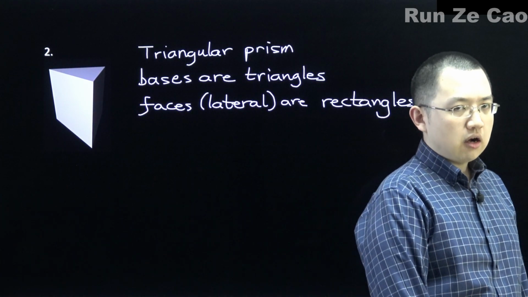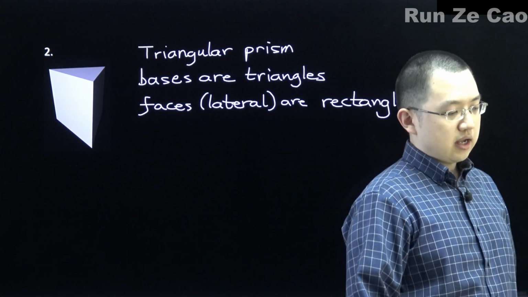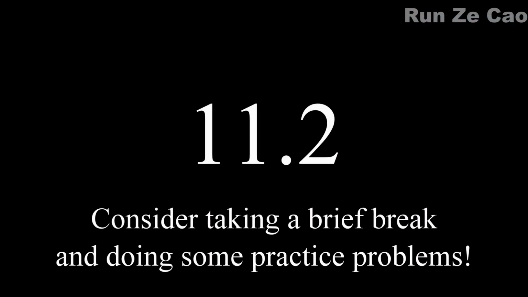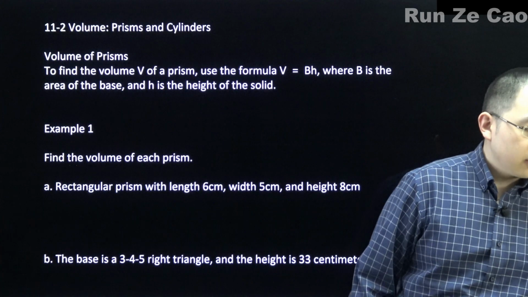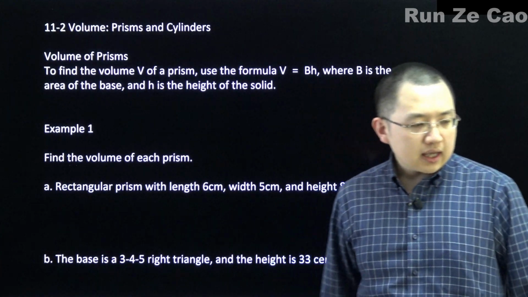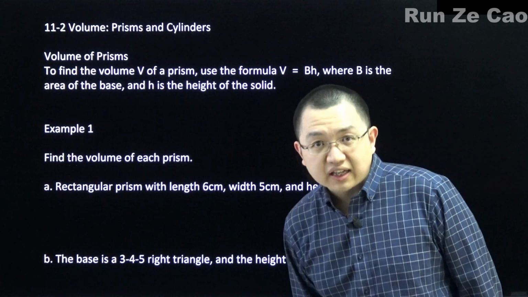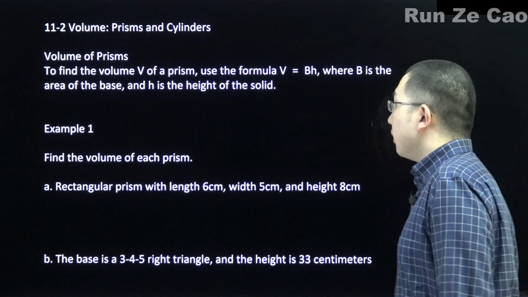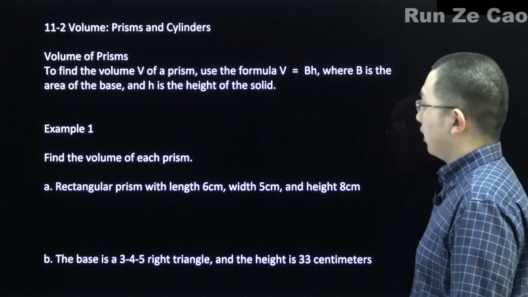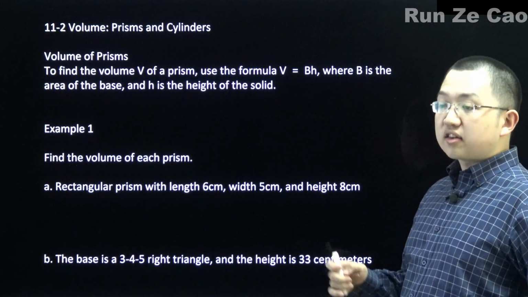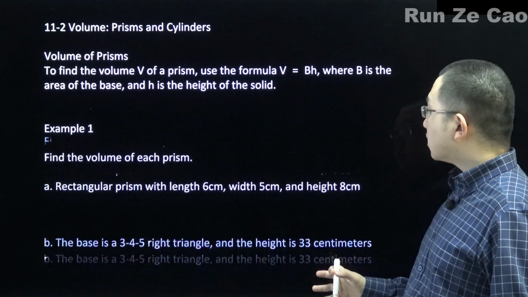Faces here are rectangles. The bases are the triangles. Now, the volume of a prism is base times height. The base area multiplied by the height of the solid. For cylinders, it's the same thing. Find the volume of each prism.